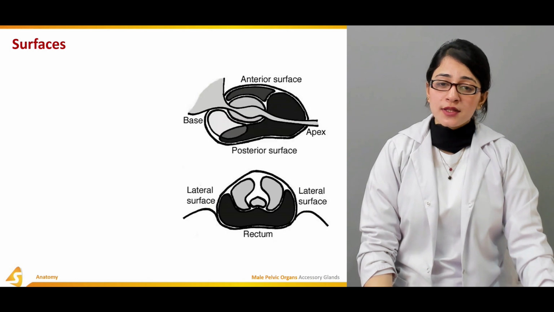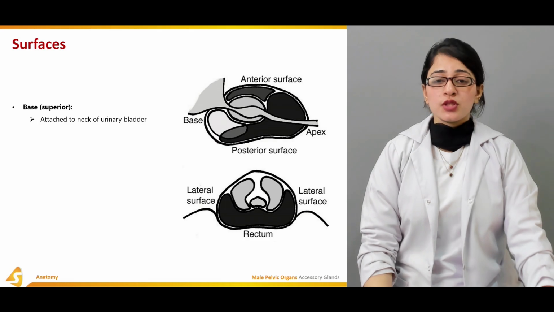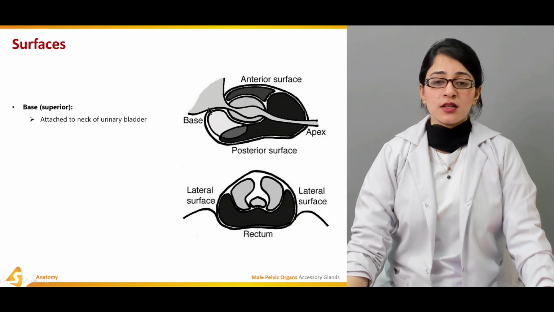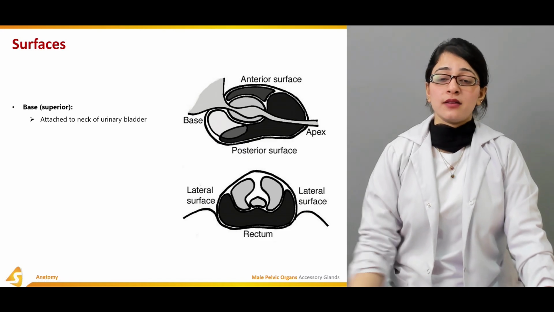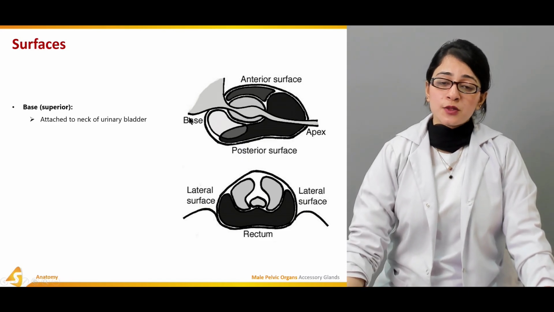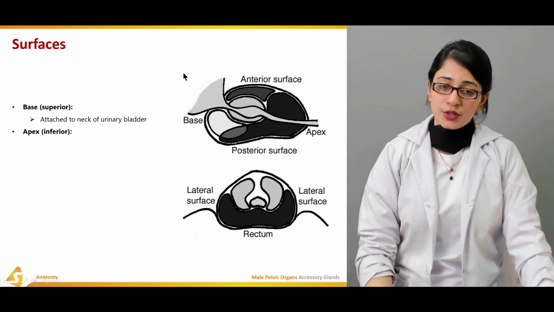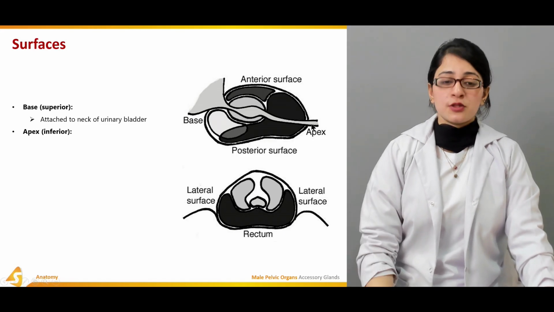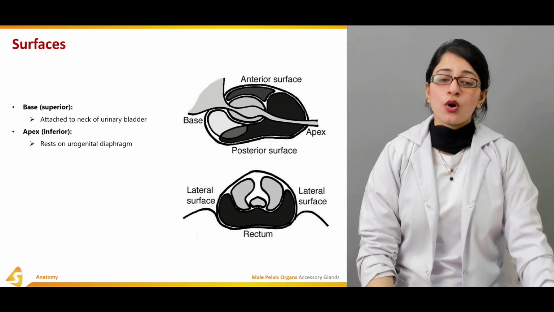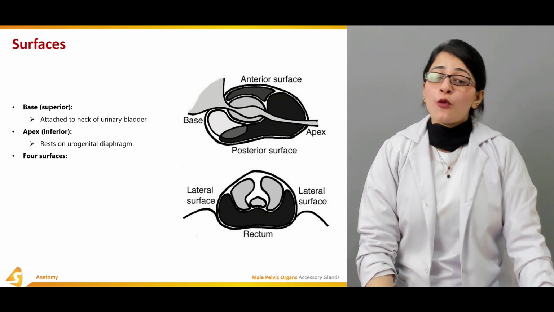It has a few surfaces. Now we have the base of the prostate gland, which is on the superior side. The base is attached to the neck of the urinary bladder. Then it has the apex. You can see this is the apex. It is located inferiorly, and it rests on the urogenital diaphragm. Then it has 4 surfaces.